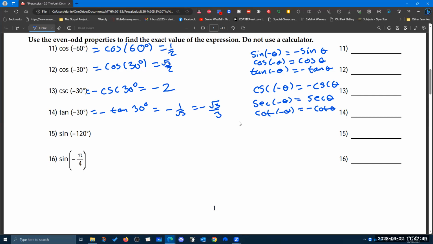Sine of negative 120 degrees is negative sine of 120 degrees. Sine of 120 degrees is equal to sine of 60 degrees since it's in quadrant 2. So this is negative sine of 60 degrees, which is equal to negative √3/2. Sine of negative pi/4 is negative sine of pi/4, which is equal to a negative √2/2.